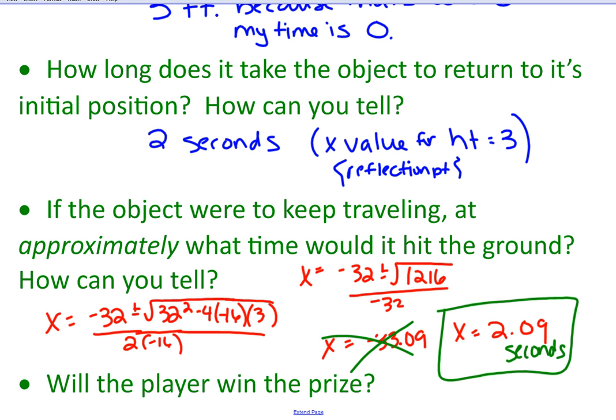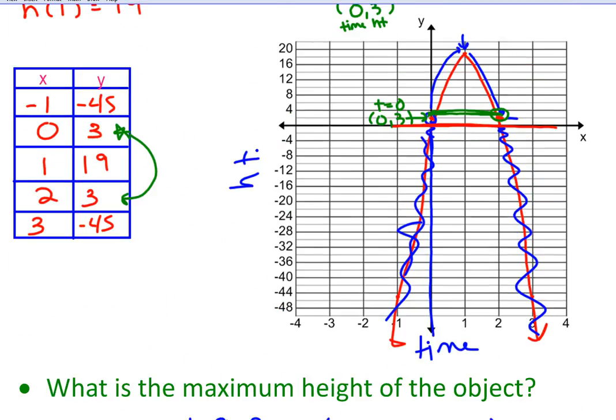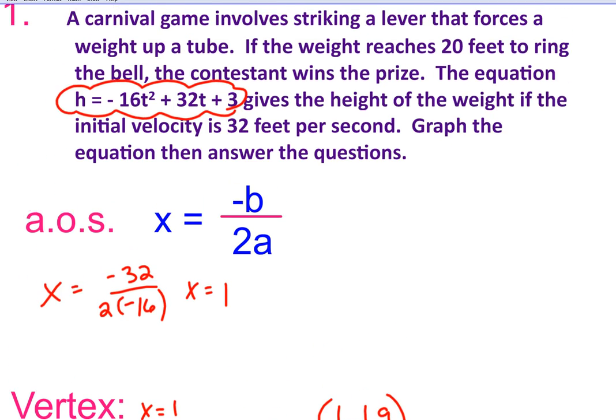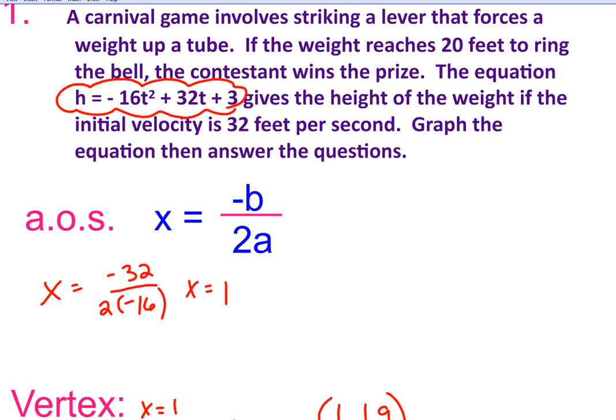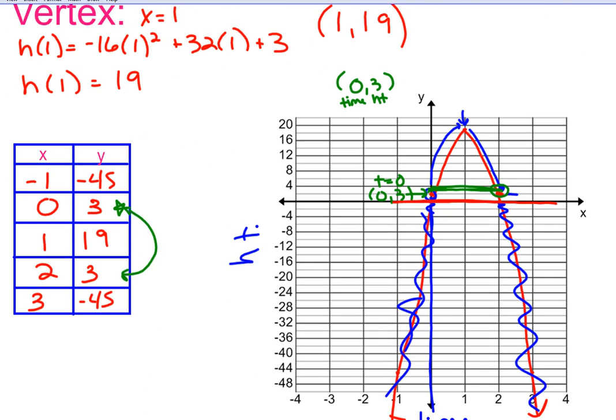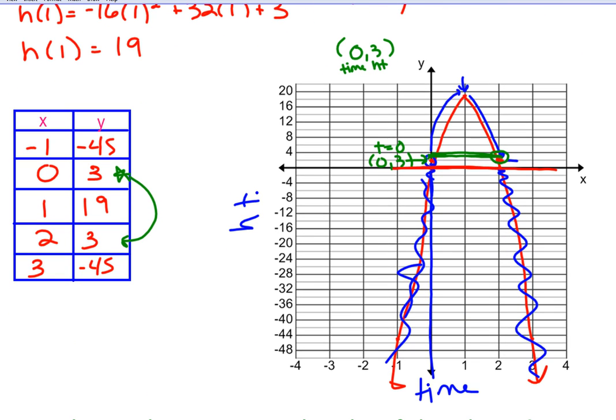So our last question then is, will the player win the prize? So let's look back at what you have to do to win a prize. The weight reaches 20 feet to ring the bell. So am I going to get a height of 20 feet? Let's look at our graph. My highest point is right here at 19 feet. I need to get to this spot right here.